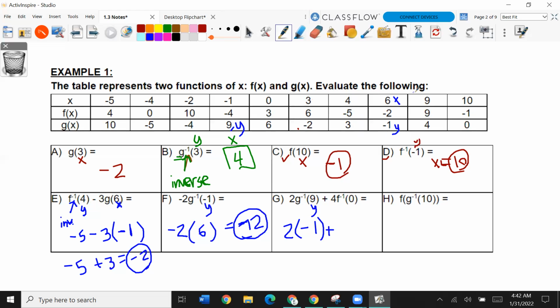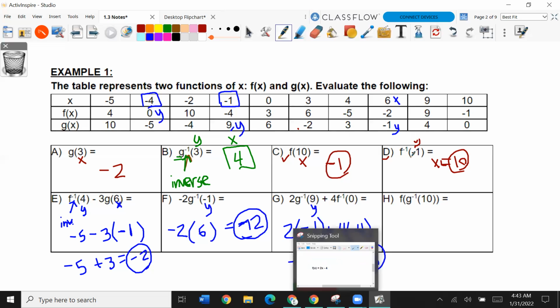And then F inverse of 0. So my Y value of 0 for F gives me an X value of -4. So we have -1, -4. And that's going to be 4 times that. So that should be your operation. So that's going to be -2 minus 16. That's -18. Of course, all these can be checked with a calculator if you need to.